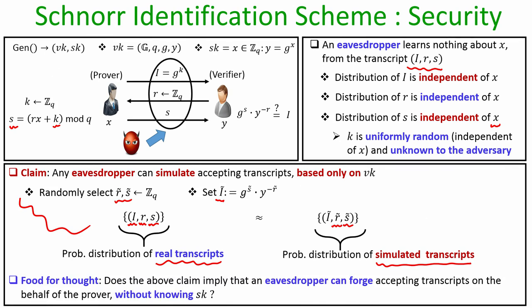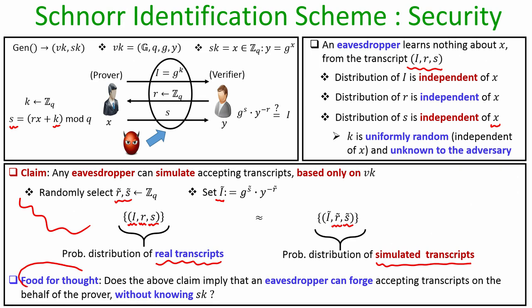Now, here is a food for thought for you. Since I am claiming here that an eavesdropper could simulate and come up with an accepting transcript on its own without even knowing the secret key SK, does that mean that using the strategy which the simulator is using, the eavesdropper could forge an accepting transcript and participate in an instance of the Schnorr identification scheme and end up convincing an honest verifier that indeed it knows the x value, which is not exactly the case.